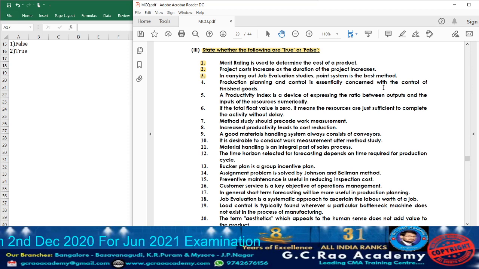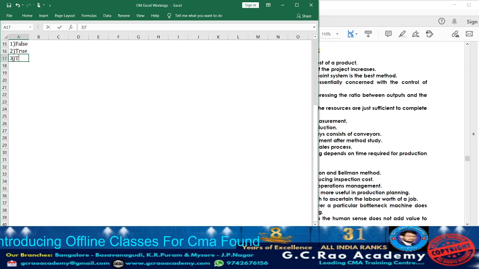Whatever the jobs will be performed, for each and every job, they are going to rate using the job evaluation instrument. And later, whatever points they assign for each factor, they are going to find the total and obtain the total point score for each job. So accordingly, the point system will be considered as the best system under job evaluation. So accordingly, statement 3 is true.